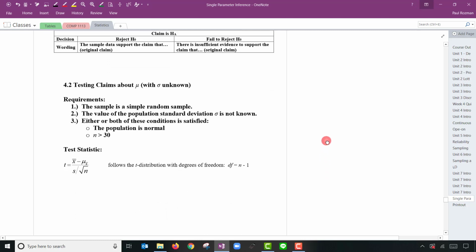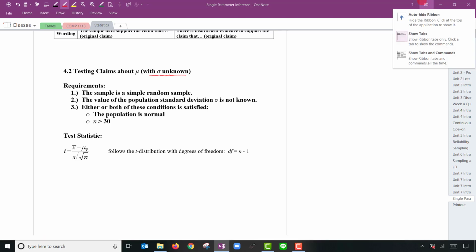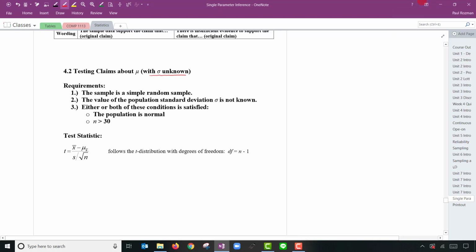Testing claims about the mean. We're only going to do the case where we don't know the population standard deviation. When we were doing confidence intervals, we did do the case where sigma was known and we used a z distribution. And when the standard deviation is unknown, which is the more realistic or practical case, we'll use the t-distribution. Basically, to conduct a hypothesis test for a mean, we'll have the same requirements that we had to do a confidence interval for the mean.